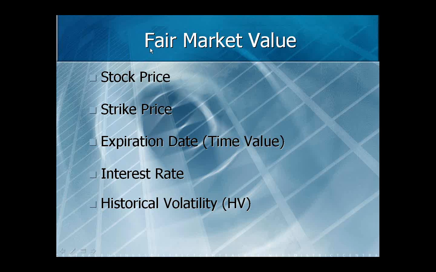Now, all of these factors that go into the fair market value of the option are known quantities. These are all things that everyone involved in the transaction, the buyer and the seller and the market makers, all know what these are. We know what the current stock price is. We know what the current strike price we're looking at. We know whether we're looking at a September or an October or a December expiration date. We know what the current interest rates are. And we know what the historical volatility is, because the historical volatility is looking backwards over time.